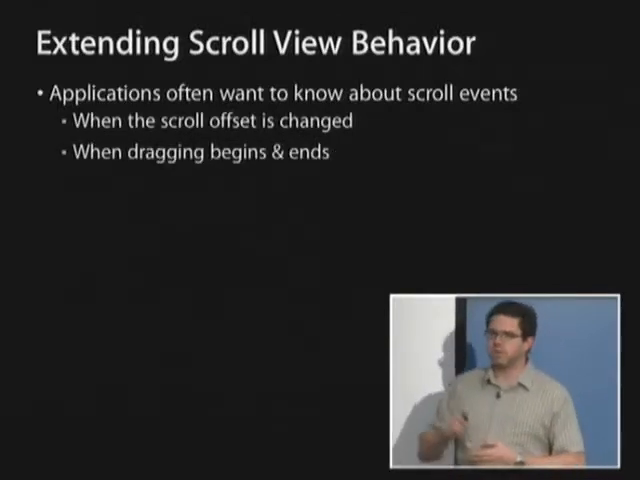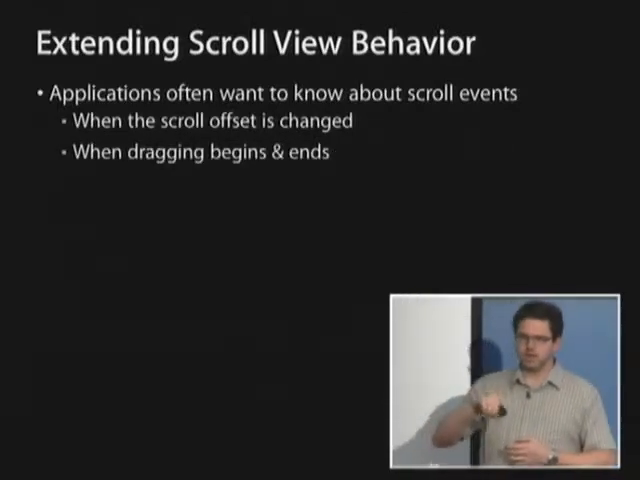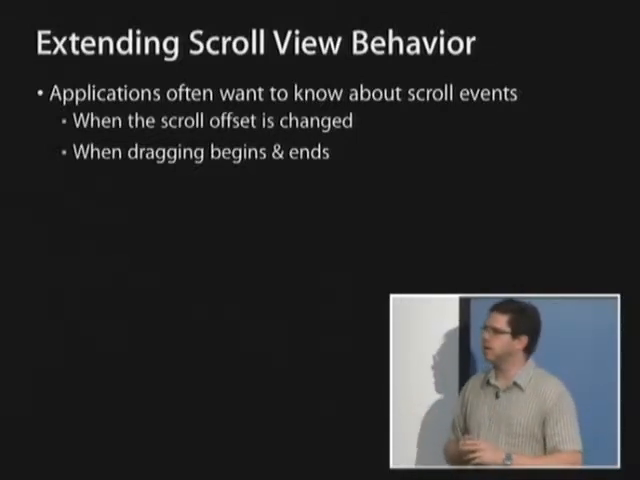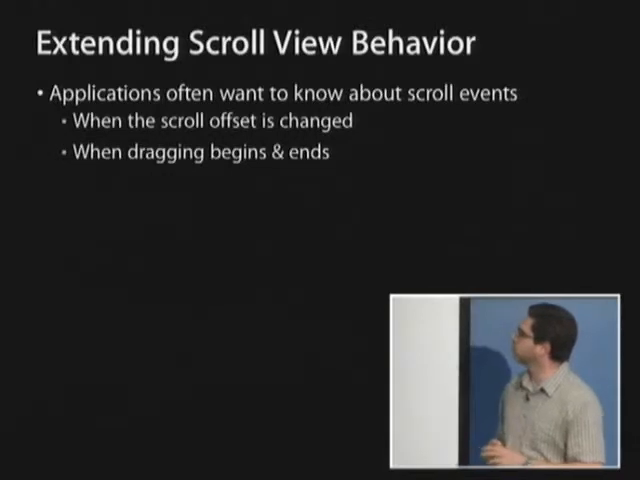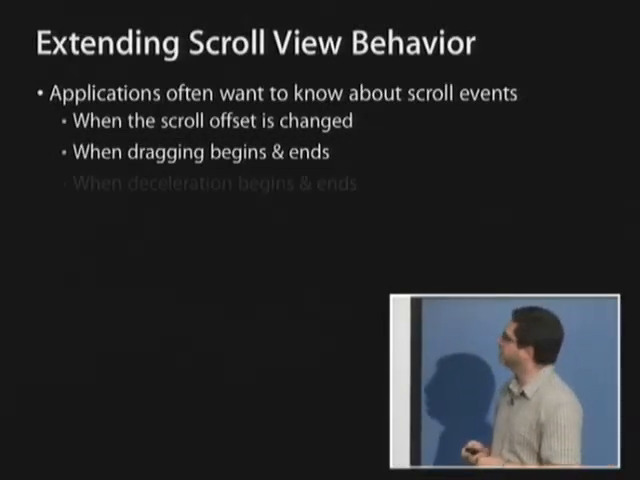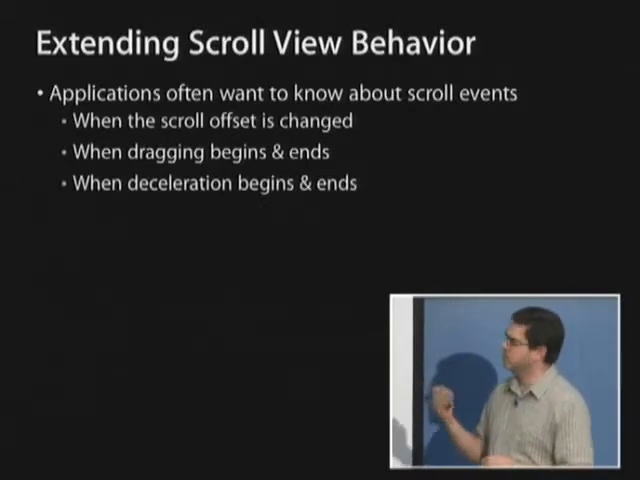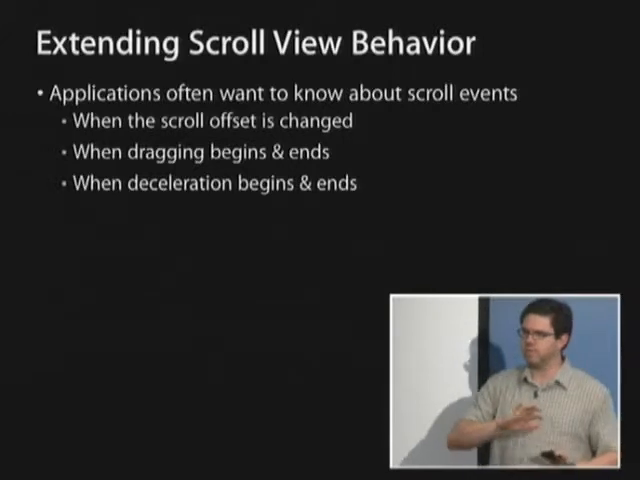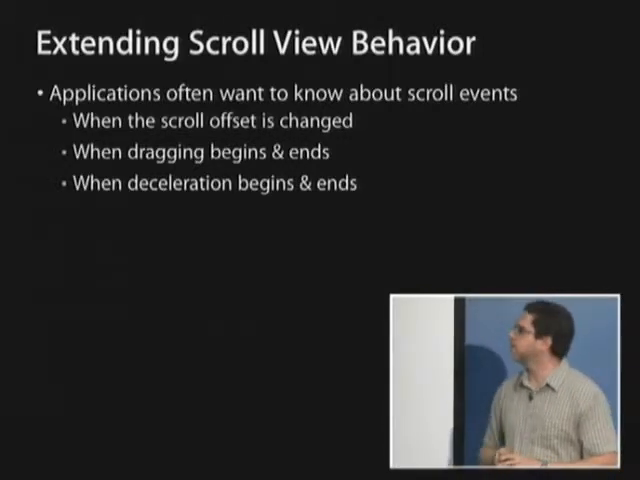Find out when dragging begins and ends. So this is when the finger actually is on the screen, not when you release and it's smooth scrolling, which is a separate thing. That's when the scroll offset is changing. But you can find out when the user's finger is actually down on the screen. And then you can find out when the deceleration begins and ends. That's when you push and then release, and the scroll view sort of coasts to a stop.